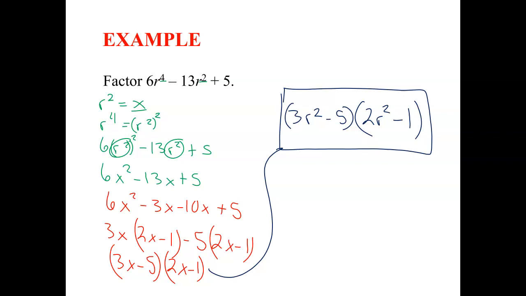The positive 30. Both numbers have to be negative. Positive 2 gives you negative 13, but they don't give you positive 30. They give you negative 30. So you've got to pay really close attention to the signs. Okay? Questions, comments, concerns? All right.